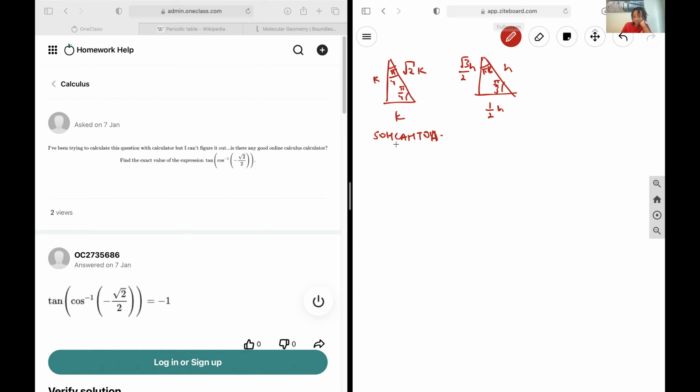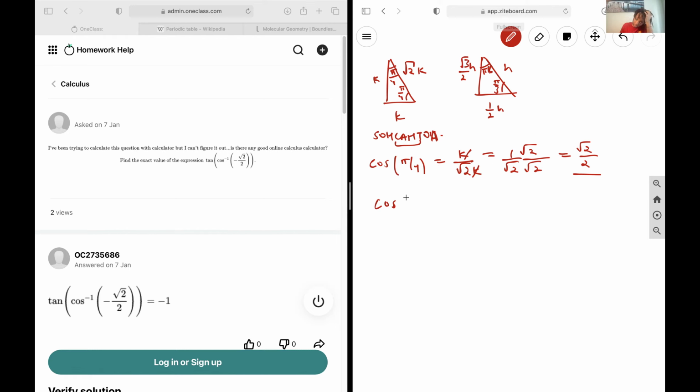Let's start with cos because that's the one that we're really interested in. So if we're looking for the cos of pi over 4, that is going to be adjacent over the hypotenuse, so that is equal to k over root 2k. And this will become 1 over root 2. And then we just multiply it by root 2 over 2, which is 1, so that it can become root 2 over 2. So already we found the angle that we're looking for, but clearly it's not the negative that's inside of the question.